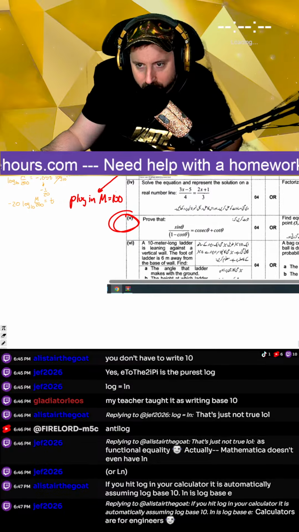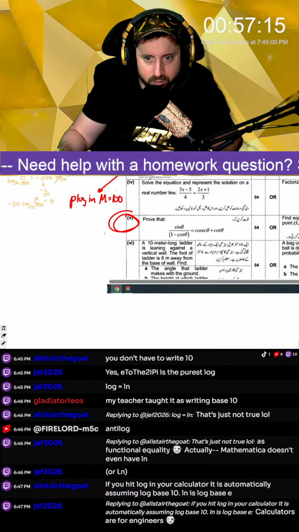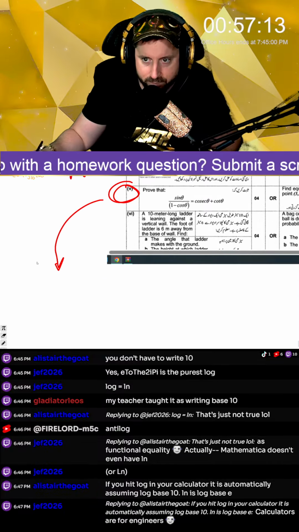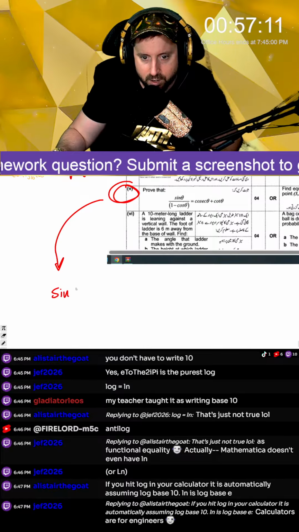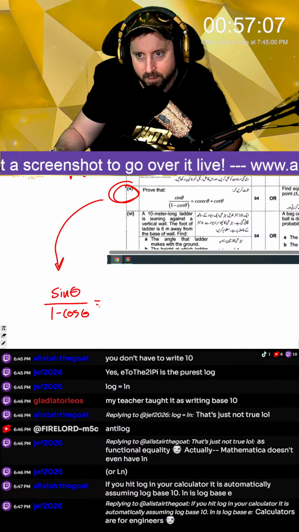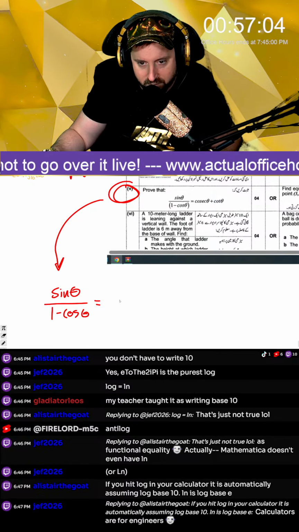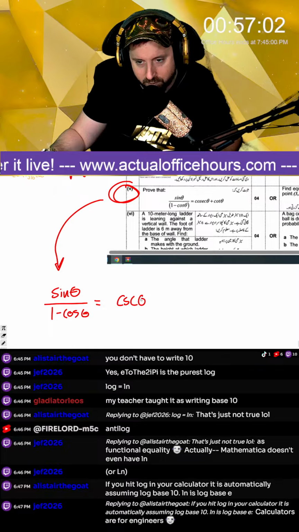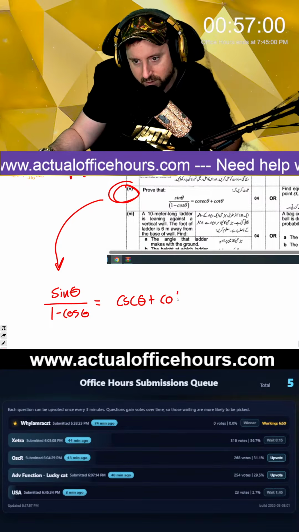Let's try to do this one. I think this is a cool little trig identity. So we have sine theta over 1 minus cosine theta is equal to, I think that's cosecant, so I'm going to say cosecant theta plus cotangent theta.